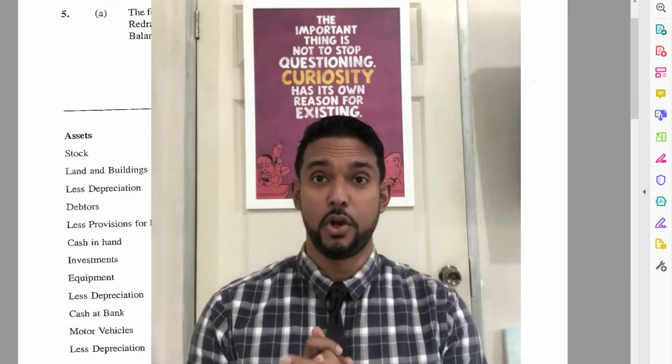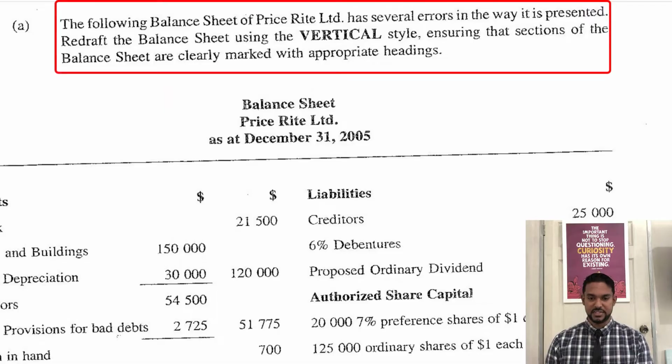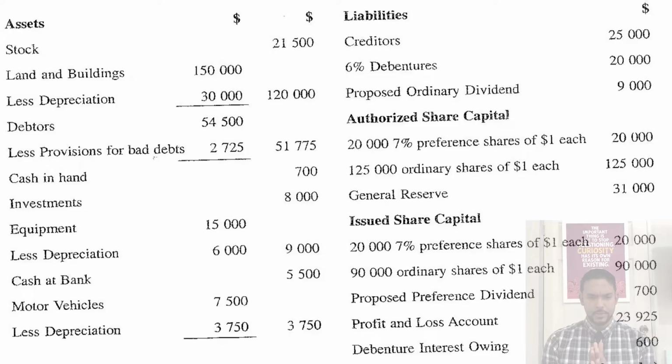Okay, so let's take a read of the question. So we're dealing with the balance sheet of Rite Limited. It has several errors in the way it is presented. Redraft the balance sheet using the vertical style, ensuring that the sections of the balance sheet are clearly marked with appropriate headings. So you might take a look at this balance sheet and wonder, what is that? How is that a balance sheet?